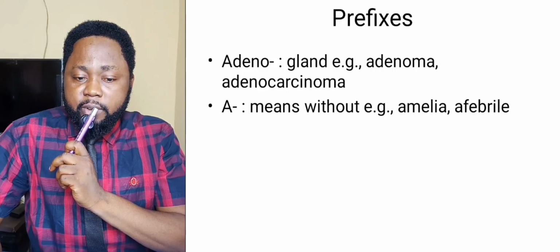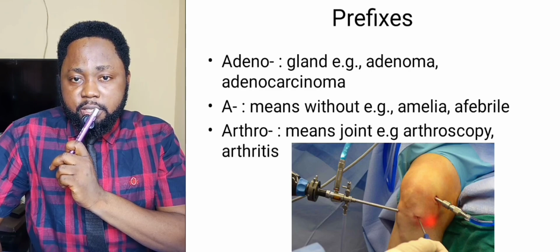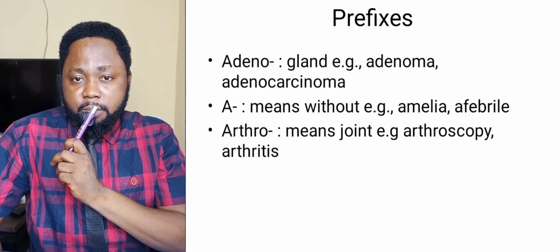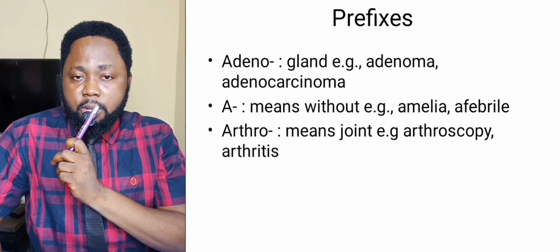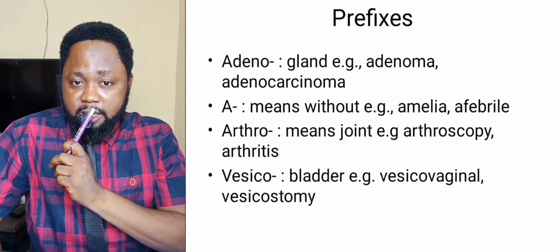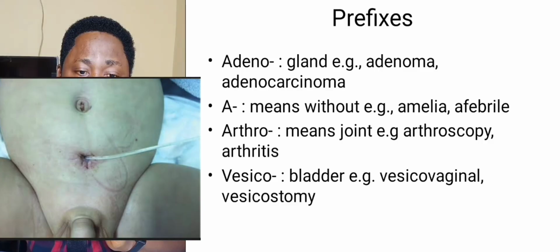Arthro refers to joint. Examples include arthroscopy, which means the examination of the inside of a joint using a lighted instrument. Arthritis means inflammation of a joint. Vesico refers to the bladder. Examples include vesicovaginal, as in vesicovaginal fistula; vesicostomy, which means the creation of a hole into the urinary bladder.